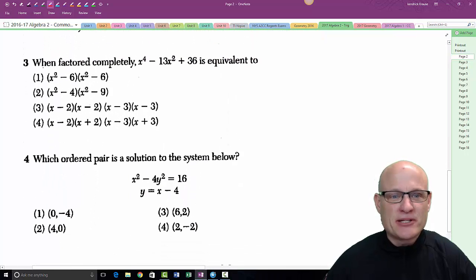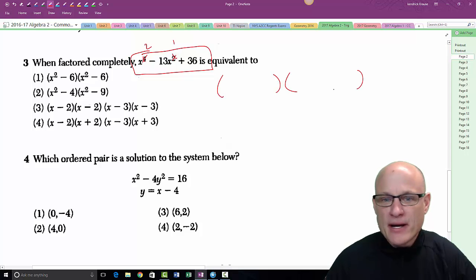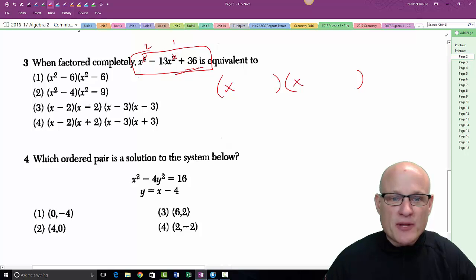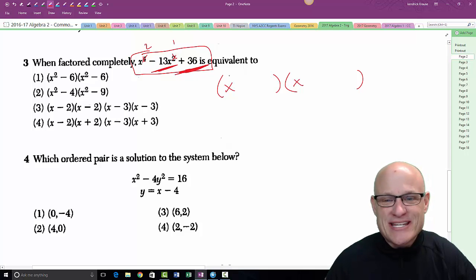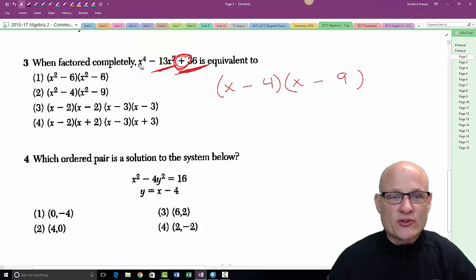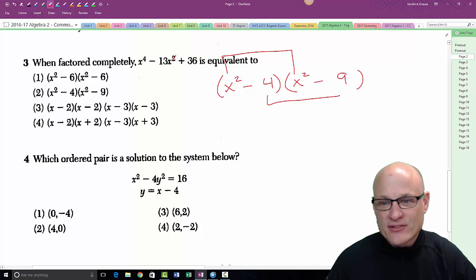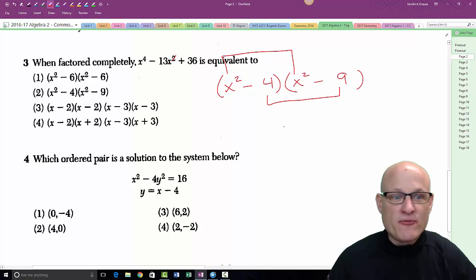Number 4, when factored completely. Now, I know you all freak out when you see a 4 there. Pretend that's a 2. Pretend that's a 1. I'll bet you can factor it now. Bam, bam, bam. X. What multiplies to 36 that adds up to 13? Well, that would be 4 times 9. Since it's positive, the signs have to be the same, and since the middle term is negative, they're both going to be negative. But since it wasn't a squared, it was actually to the 4th, we're going to get x squared and x squared here, right? Because this is now x to the 4th. This is positive 36.